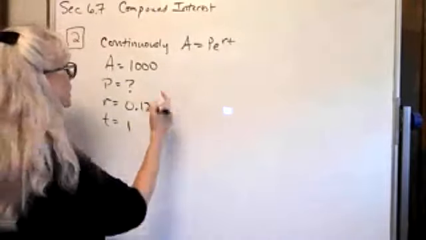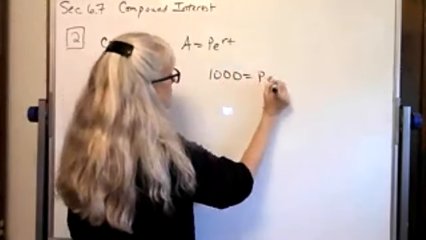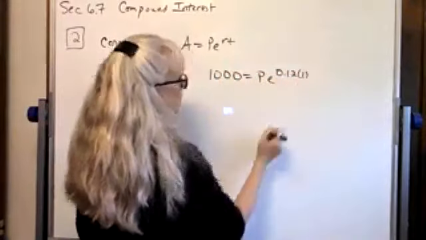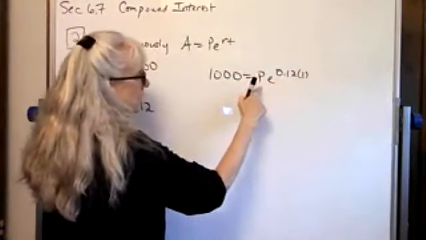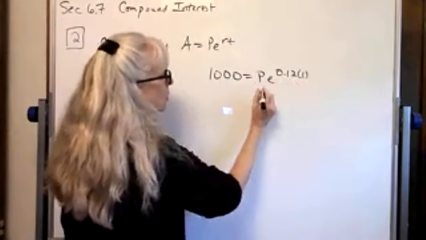So we're just going to plug into this. We're going to have 1,000, that's the amount at the end. That's equal to P e to the 0.12 times 1. And we're solving this for P. Well, e to the 0.12 times 1 is e to the 0.12, and we're just going to divide that out.